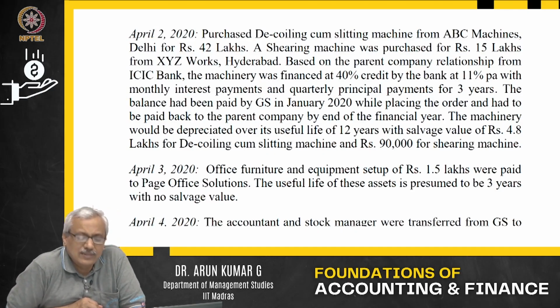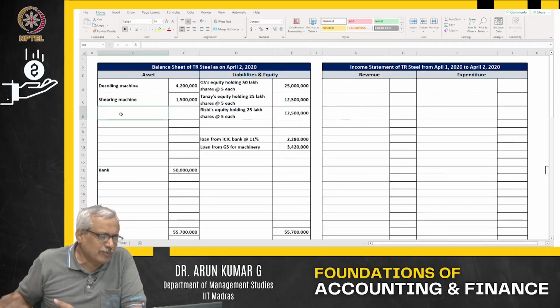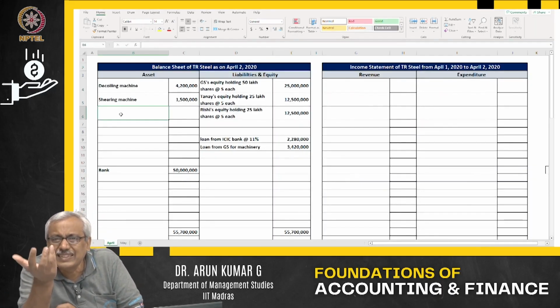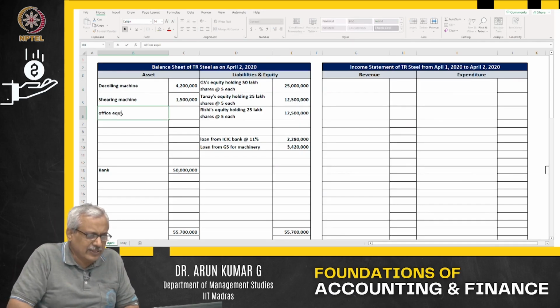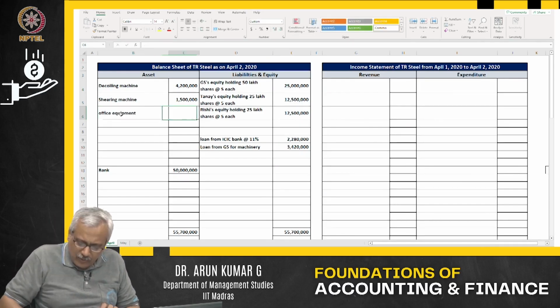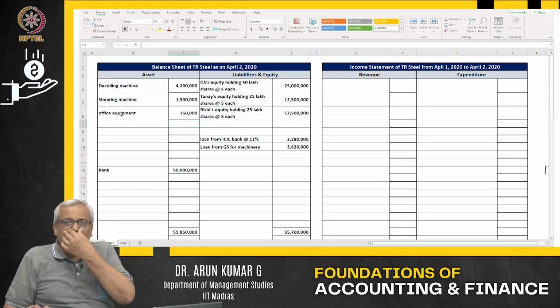3rd of April, an office furniture and equipment setup of 1.5 lakhs was paid to Page Office Solutions. The useful life of these assets is presumed to be 3 years with no salvage value. That means you purchase office equipment for how much? 1.5 lakh. The moment you purchase office equipment, what happens? It's an asset for you. You purchase, you own it. That is office equipment. You own it. What is the value of what you own? It is 1.5 lakhs out there.